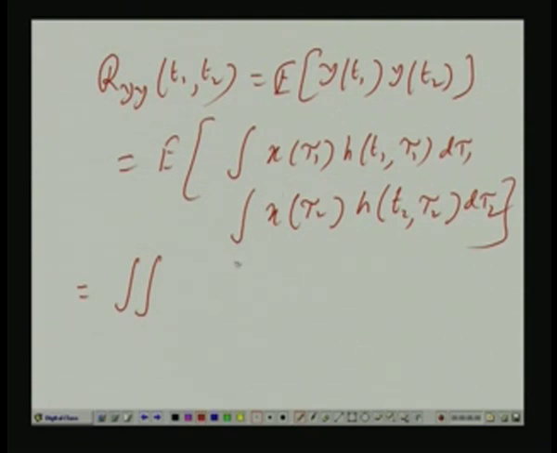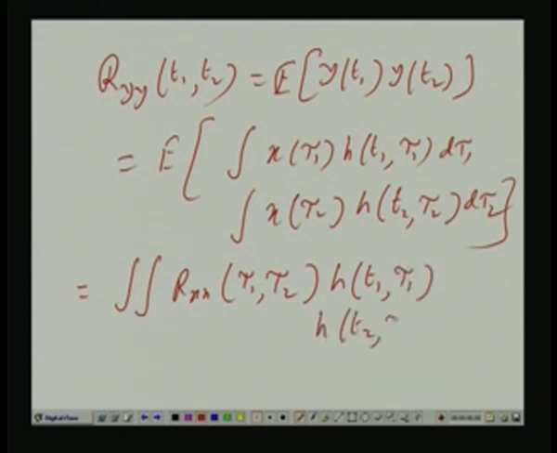Take the expectation inside the integral; only x is stochastic, the others are not. So you get R x x. It will be better if I take the time invariant case. If it is time invariant, then instead of general, a special case we consider now: LTI.